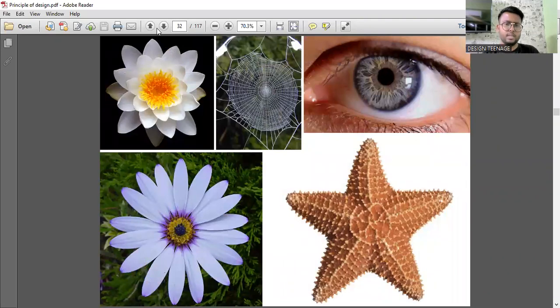Right. These are some of the other examples, some of the things in nature which we can see sometimes. Now we will move into emphasis, which will be the next part we start. So this is all for this particular class.